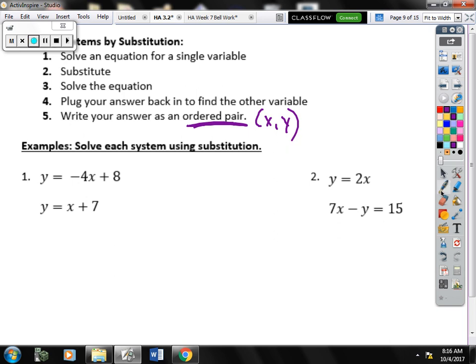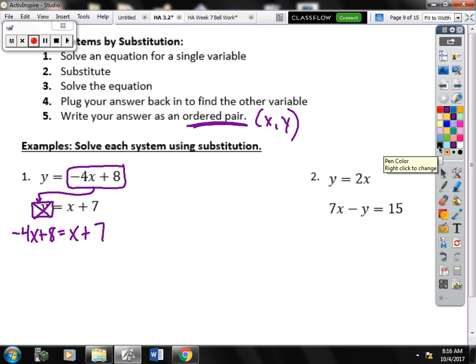Now, example 1. Personally, since these are both in slope-intercept form, some of you would probably prefer to graph them, but the directions say to solve using substitution. So again, since y is equal to negative 4x plus 8, I can substitute this in for y in the second equation. So basically, you're getting rid of this and replacing it with this. And then we are going to solve for x. So I would probably add 4x to both sides.